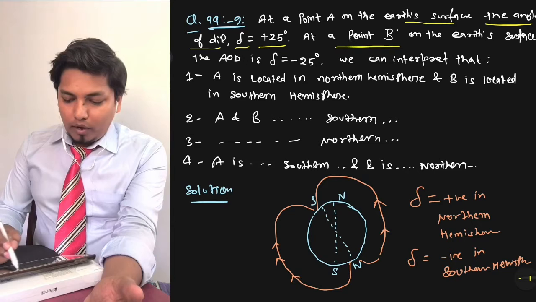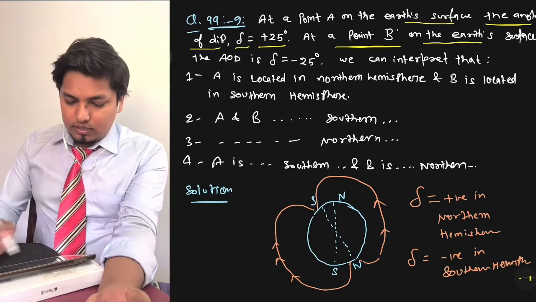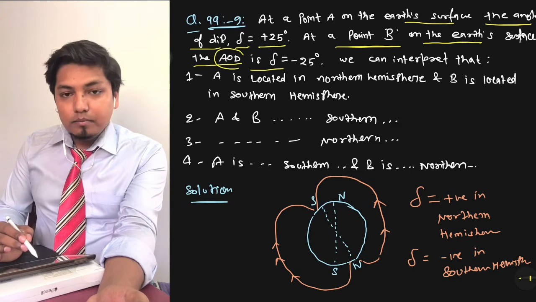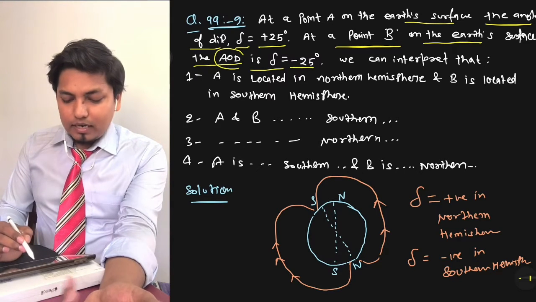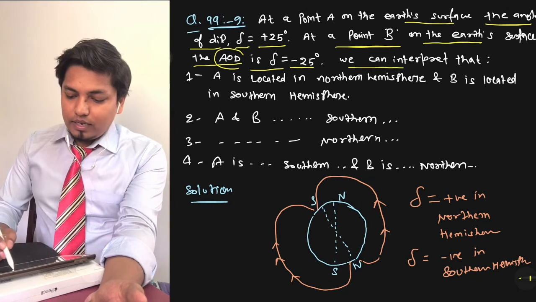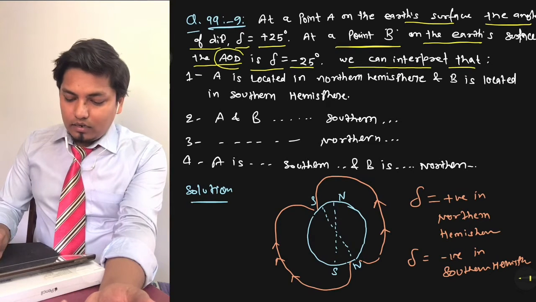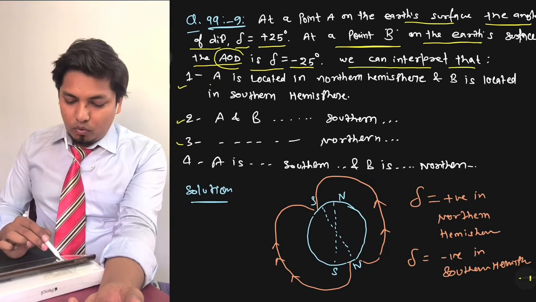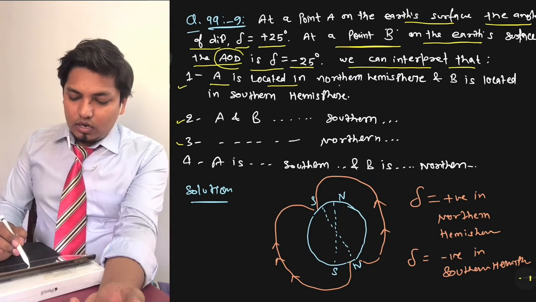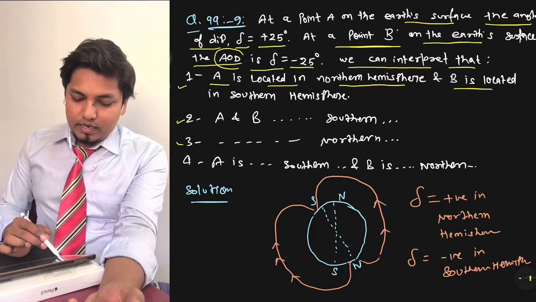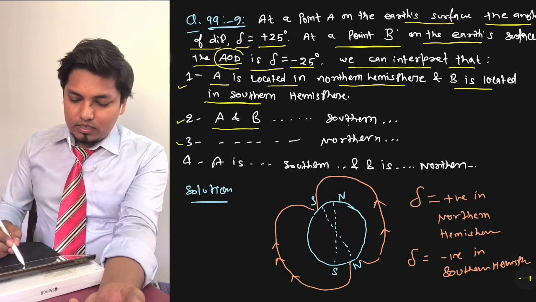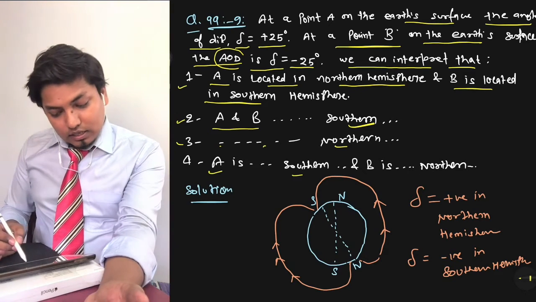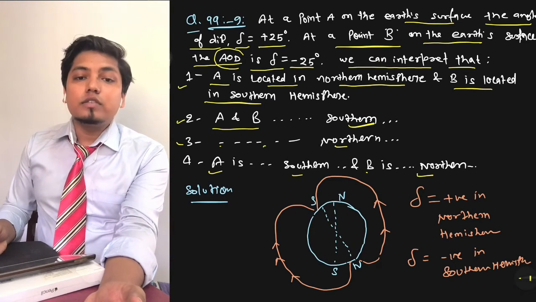And at a point B on the Earth's surface, the angle of dip is del again, but that is minus 25 degrees. Four options are there. Which option is correct? Point A is located in the northern hemisphere and point B is located in the southern hemisphere. A and B both are in the southern hemisphere, or A and B both are in the northern hemisphere, or A is in the southern and B is in the northern hemisphere. So we have to select one.